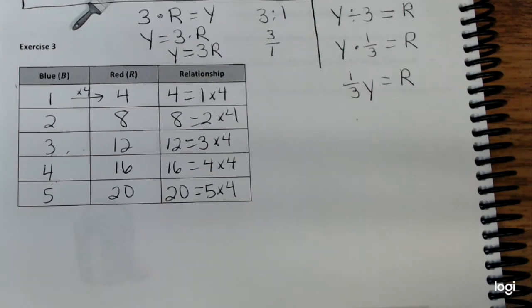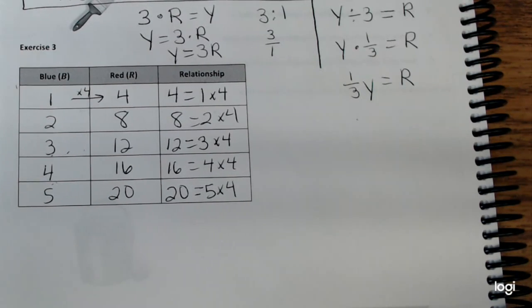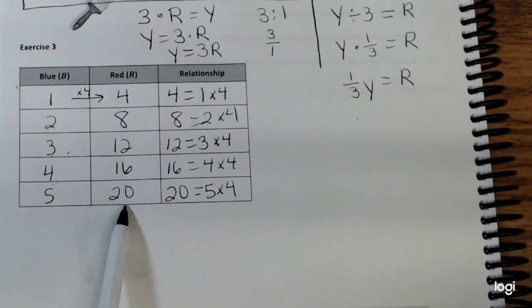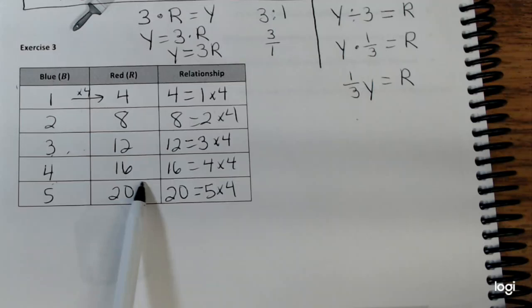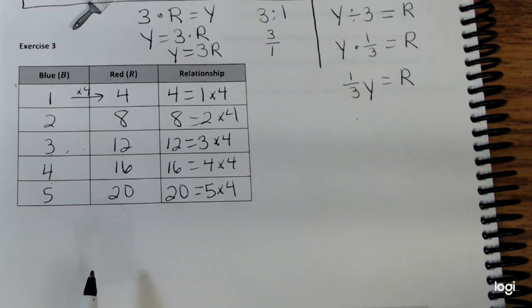You could come up with a question saying, well, if I have 12 gallons of red paint, how much blue paint would I need? I could use my table for that. If I had 5 gallons of blue paint and 20 gallons of red paint, what would my total gallons be? 20 plus 5 would be 25. So there's a bunch of different kinds of questions that we could actually ask by looking at this table.